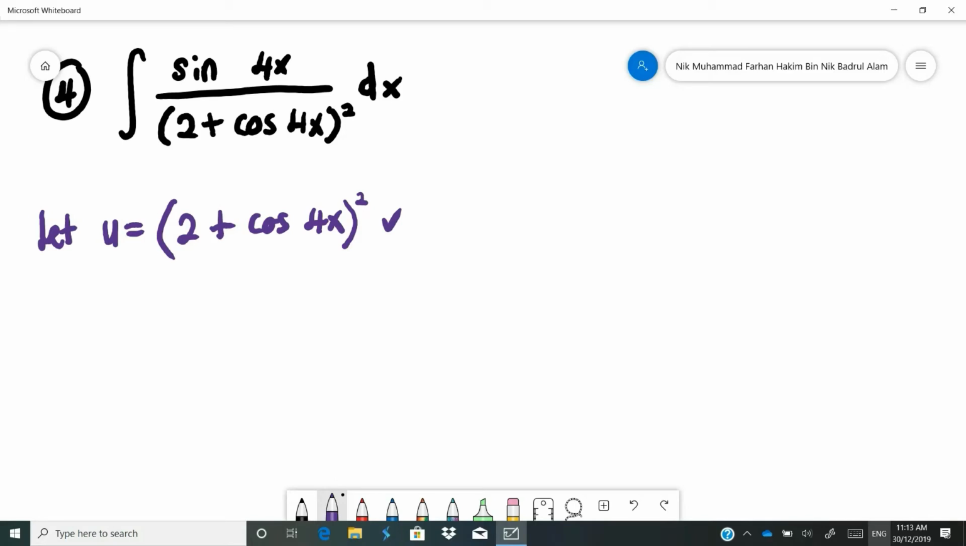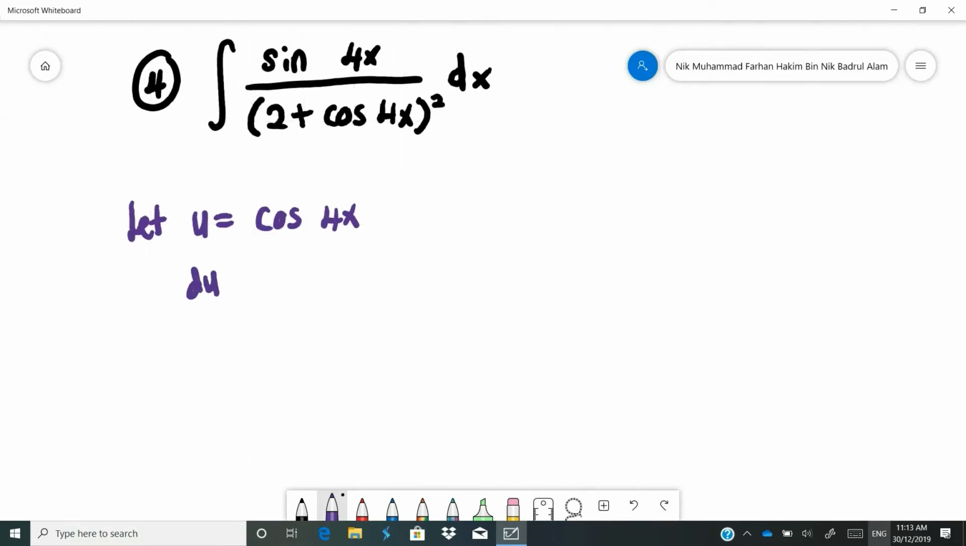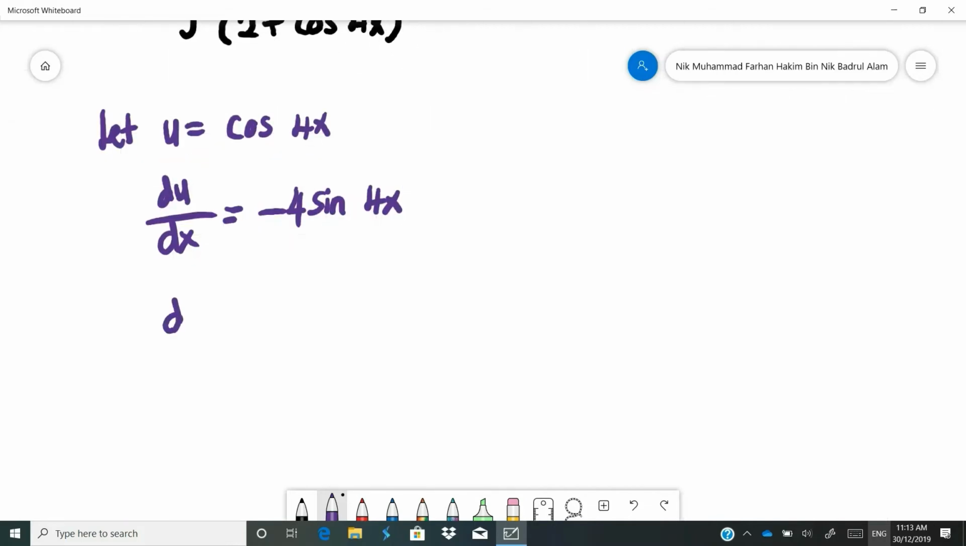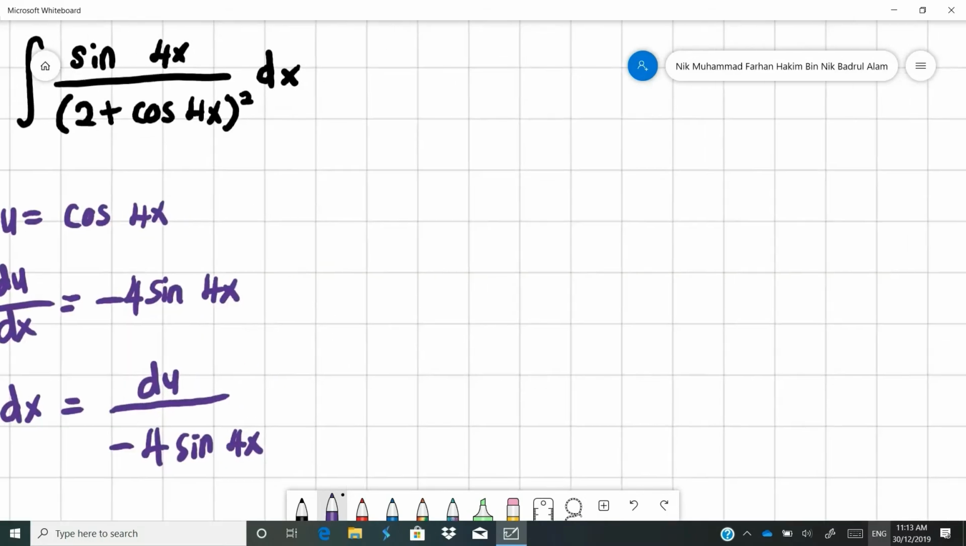Alright, so now the one that you're going to choose is, let's try, we choose cos 4x only. So you will have something like du over dx, you'll get negative 4 sine 4x. And then you'll have dx as the subject, so du over negative 4 sine 4x. Okay, we try to substitute back.